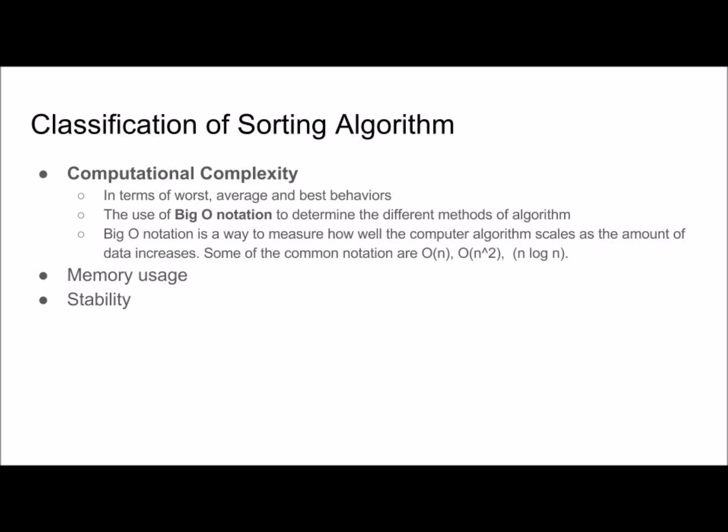Classification of sorting algorithms. How can we classify sorting algorithms? We could look at computational complexity, where we determine worst, average, or best behavior. These are usually determined by big O notation, which measures how well the algorithm scales as the amount of data increases. Some of the common notations are O(n^2) or O(n log n). Memory and stability are also factors in classifying sorting algorithms.